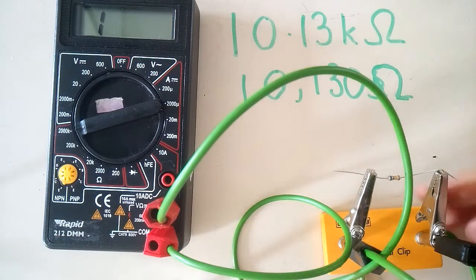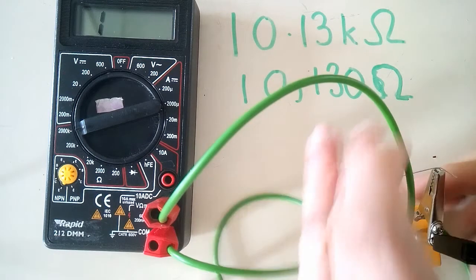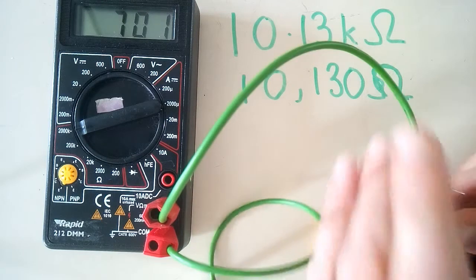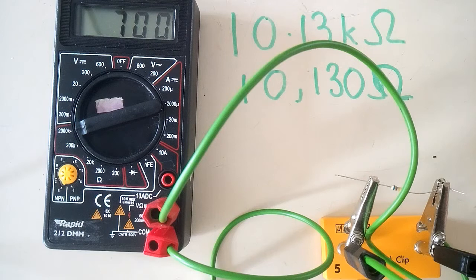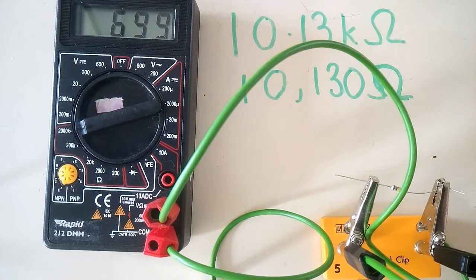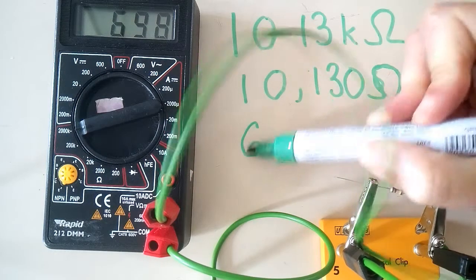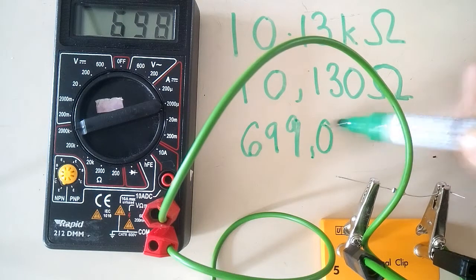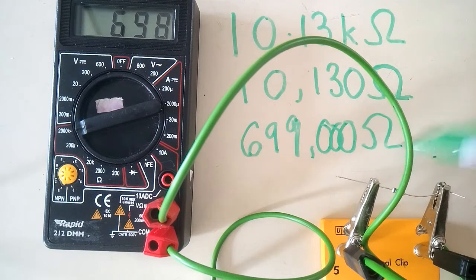Now, two things could happen there. It could be that it is really big, or it could be I've not connected it properly. So if you keep getting the 1s, double check your connection, because look, I can now get that saying 699. Now that's not 699 ohms, that's 699 kilo ohms. So that would be 699,000 ohms.